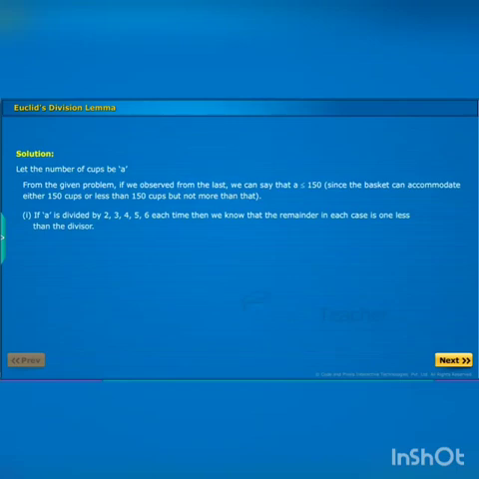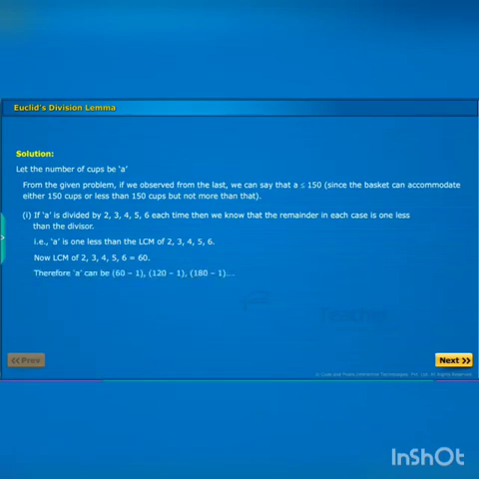1. If A is divided by 2, 3, 4, 5, 6, each time the remainder is 1 less than the divisor. That is, A is 1 less than the LCM of 2, 3, 4, 5, 6. Now the LCM of 2, 3, 4, 5, 6 is 60. Therefore, A can be 60 minus 1, 120 minus 1, 180 minus 1, and so on.